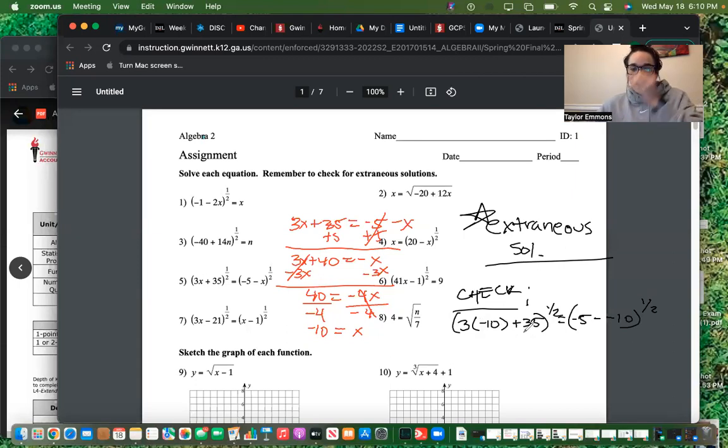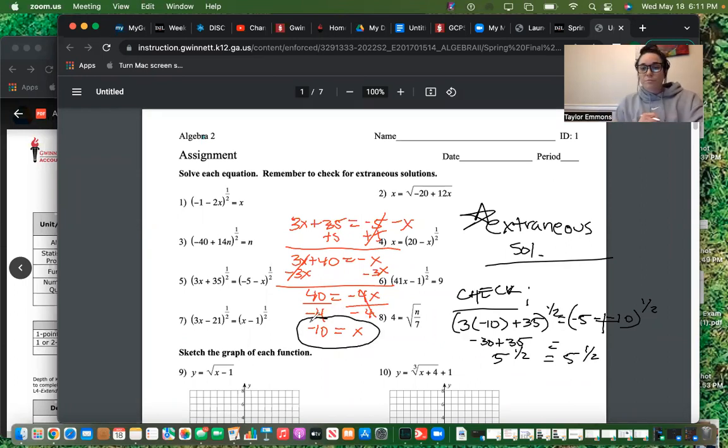Okay, so we're going to simplify that. So 3 times -10 is going to give us -30. -30 plus 35 is going to give me +5 raised to the 1/2 power. On the other side, this negative and negative is going to turn into a positive. So -5 plus 10 is going to give me +5 raised to the 1/2 power. So it works on both sides. So our answer is -10.